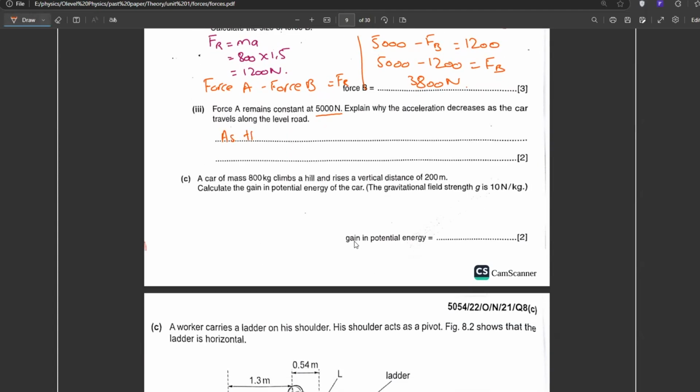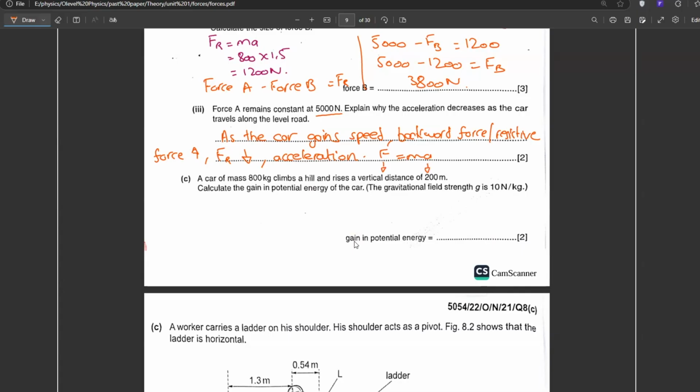Because as the car gains speed, backward force, or you can say resistive forces, increase. And as resistive forces increase, what will happen? Resultant force will decrease. As resultant force decreases, your acceleration decreases. Why? Because of the formula F equals ma, force is directly proportional to acceleration. If resultant force decreases, acceleration is bound to decrease.